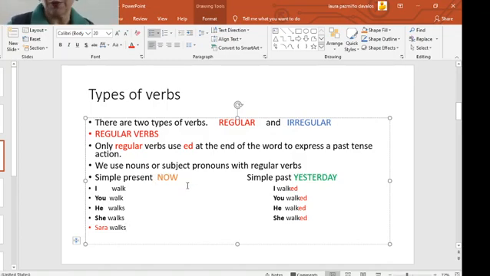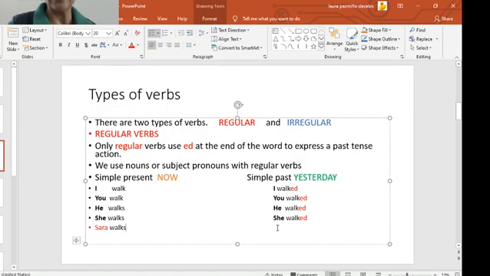Now es now, present. Yesterday pasó. Okay, so I walk now. I walked yesterday. Miren, ese sonidito es diferente. I walk now. I walked yesterday. Es como que t. You walk now. You walked yesterday. He walks now. Aquí no hay S. He walked yesterday. She walks now. She walked yesterday.